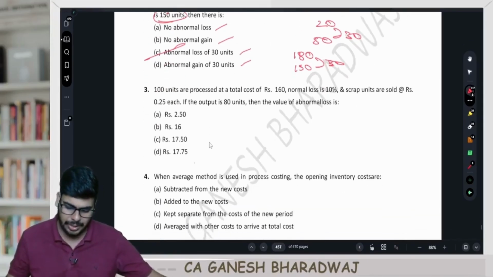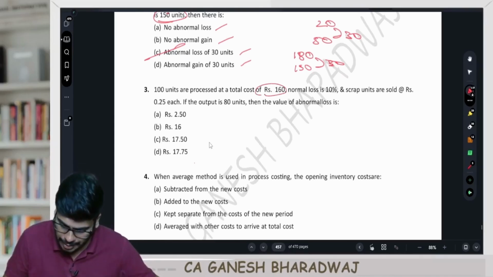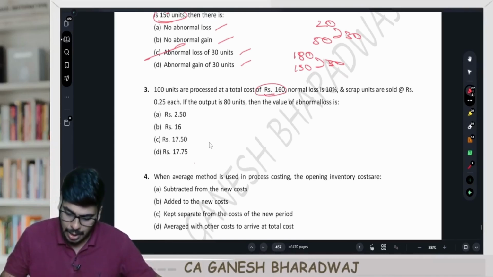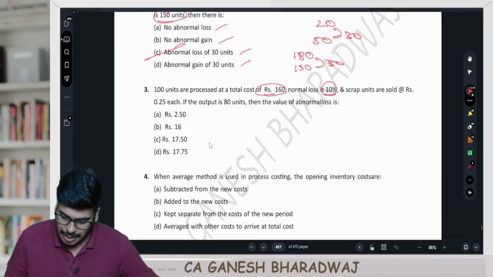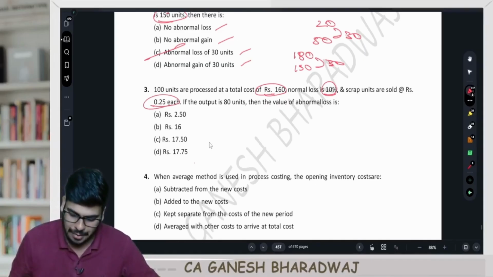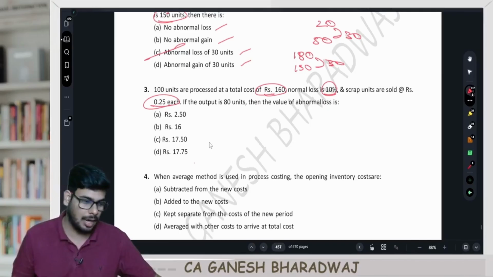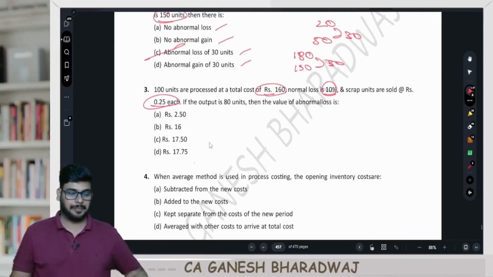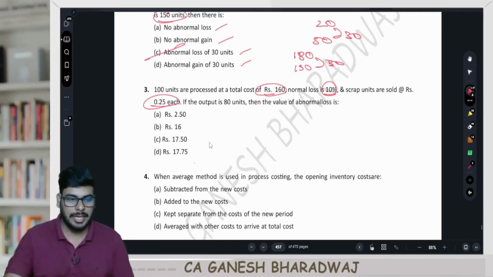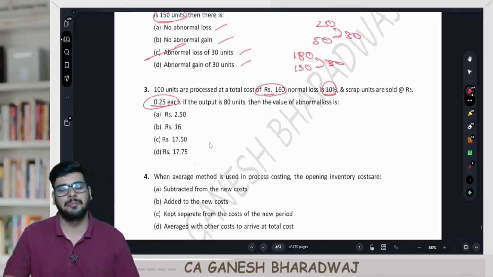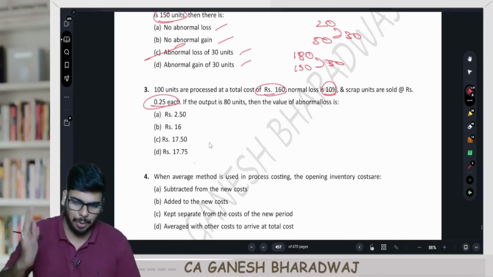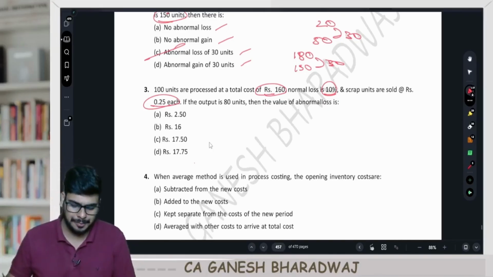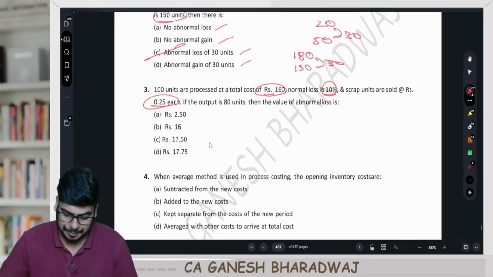That's all. Next, 100 units are processed at a total cost of 160 rupees. The normal loss is 10% and the scrap units are sold at rupees 0.25 each. If the output is 80 units, then the value of abnormal loss is how much? Come on, calculate and tell me. Take a minute max, calculate and tell me. It's okay. Put your pen or pencil, whatever it is, on the book and write down. It's okay, no problem. Tell me the answer.